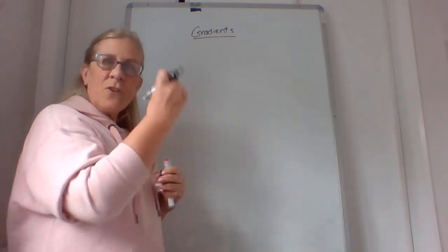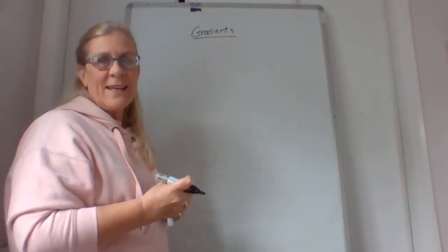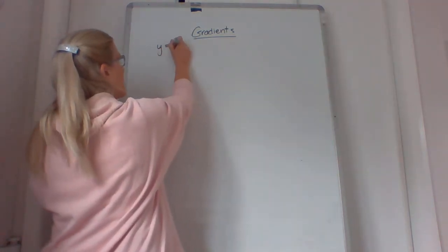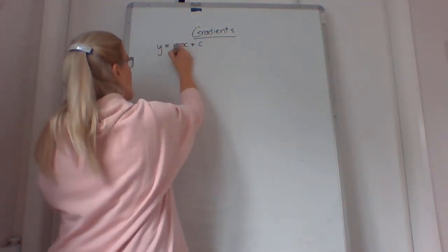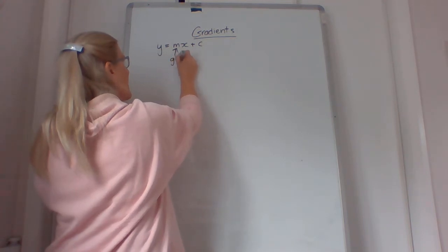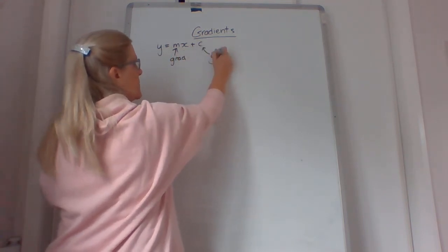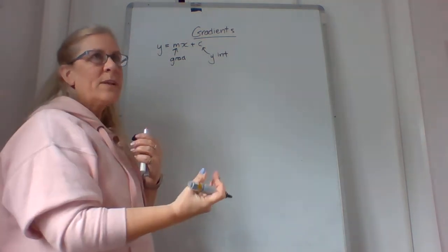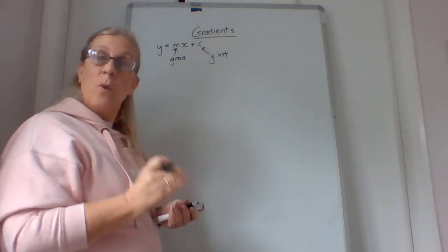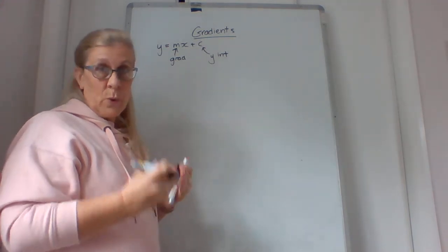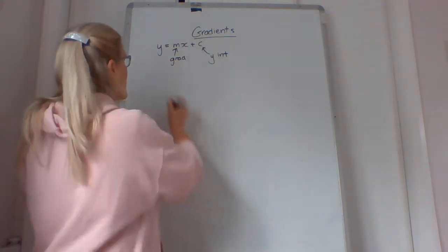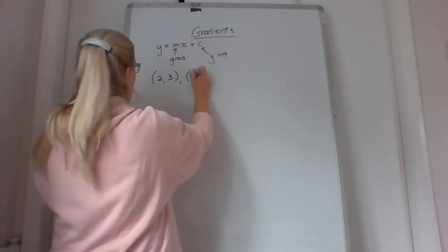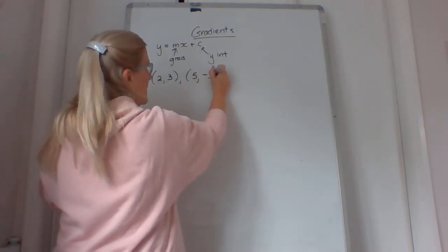In the past, we've known where to look for it in our y equals mx plus c formula. So y equals mx plus c, we've got the gradient and the y-intercept. This year we don't have the line, we don't perhaps have that y-intercept, but what we do have is 2 points. So we get those 2 points, (2, 3) and (5, -3), all right?